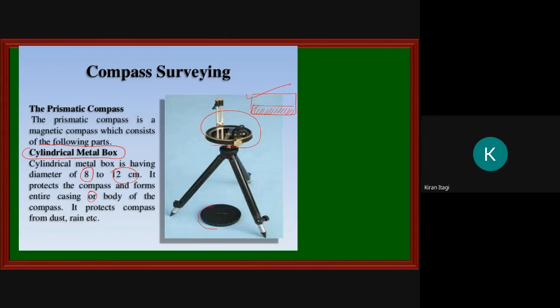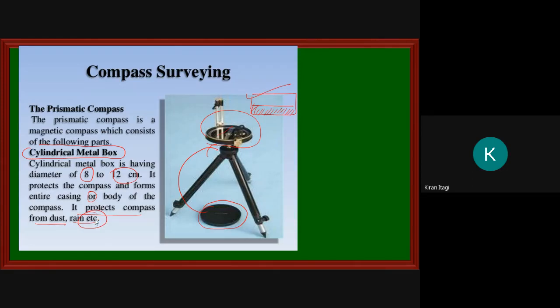So this is its lid. You can close it such that the glass and vanes do not get disturbed or broken. So the cylindrical metal box protects the compass from dust, rain, etc.